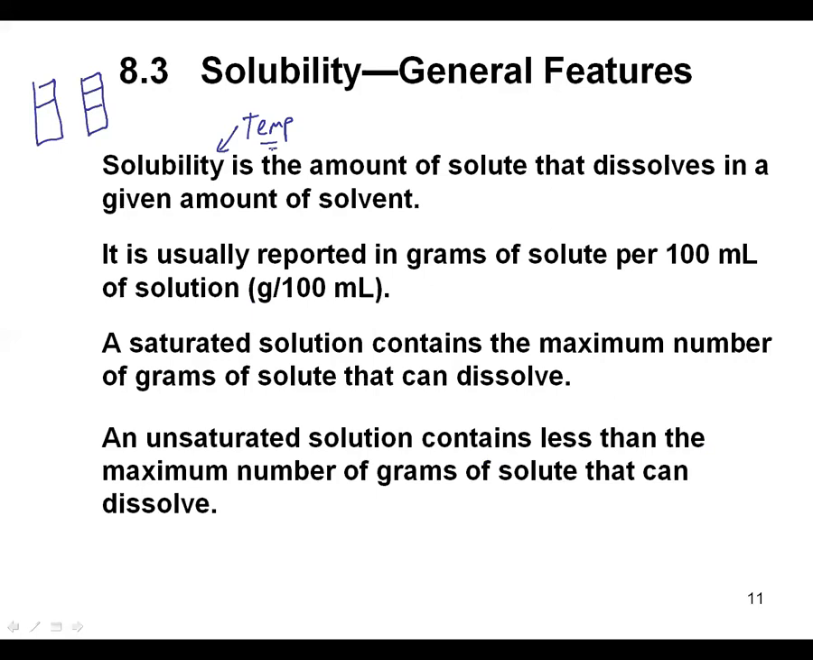At a given temperature, there's really a maximum amount of solute you could get to dissolve in a particular amount of solvent. And depending on how much is dissolved, we do get a couple different types of solutions. The first one is what is referred to as a saturated solution. In a saturated solution, you have basically hit the maximum number of grams of solute that will dissolve in that solvent at a given temperature.